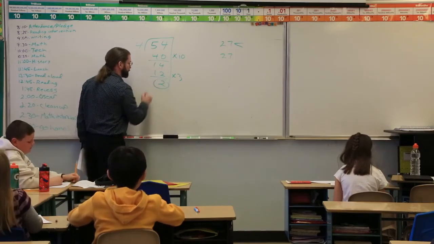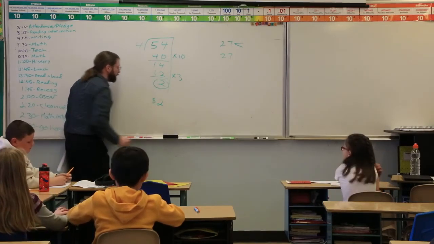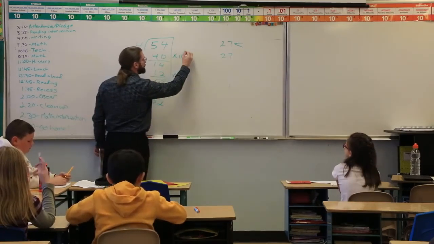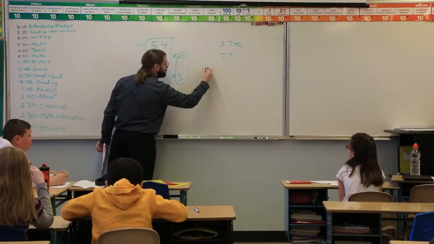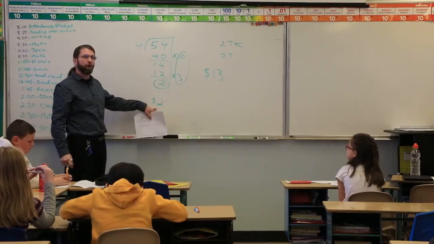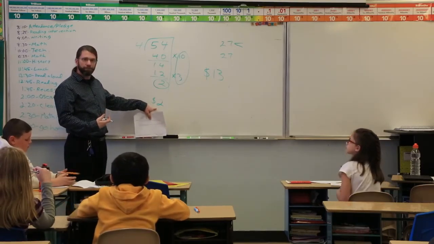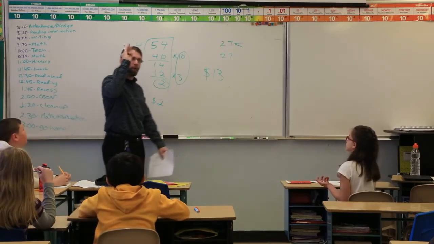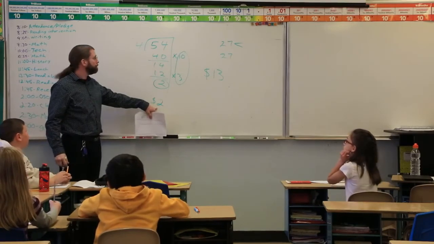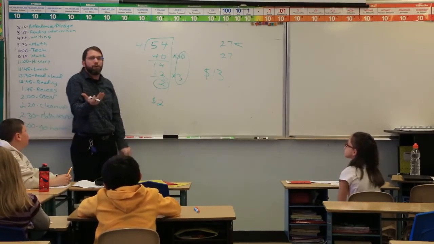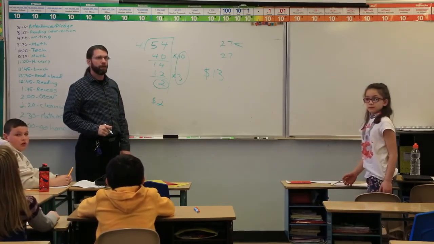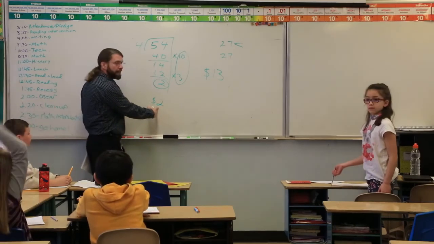It's $2, right? So we've divided $54 between 4 people. We've gotten 10 plus 3, so we've gotten $13. Each person gets $13, but there's $2 left over. Is that a problem? No, that's what God made quarters for, right? We can divide $2 between 4 people. If I had $2 to give to 4 people, how much would each person get? Audrey? 50, yeah, 50. Each person would get 50 cents of that $2.